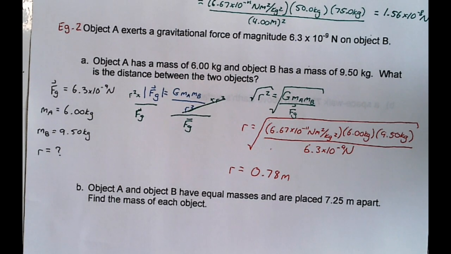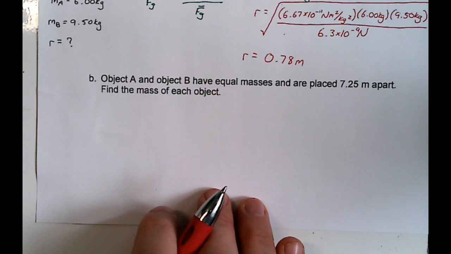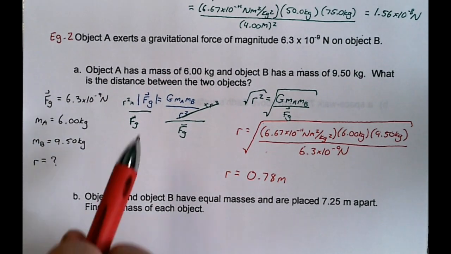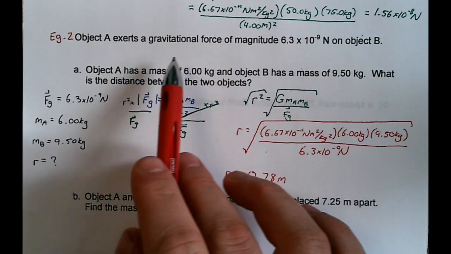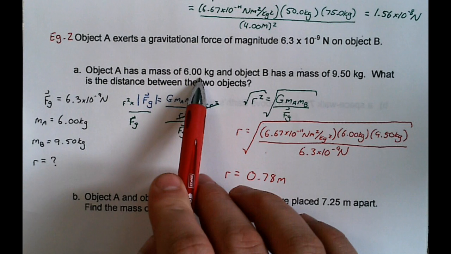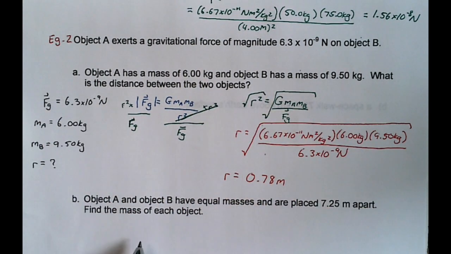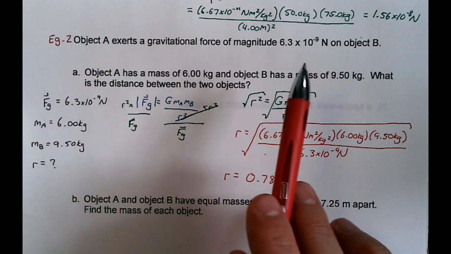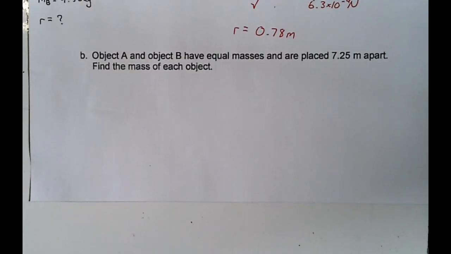So let's try this again, but what happens if object A and object B have equal masses? So now we are just taking the information from up here. We just know the gravitational force. All this other information, where object A had a mass of 6 kilograms and object B had a mass of 9.5 kilograms, we're not going to include in part B. We're just using the information above. So, in part B, object A and object B have equal masses and are placed 7.25 meters apart. Find the mass of each object.